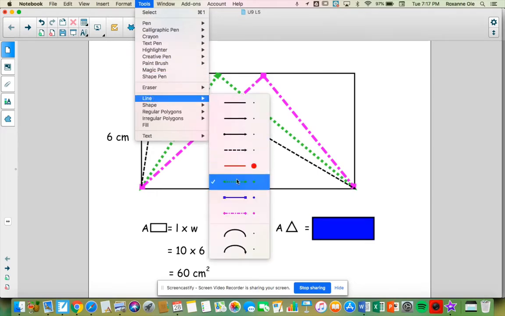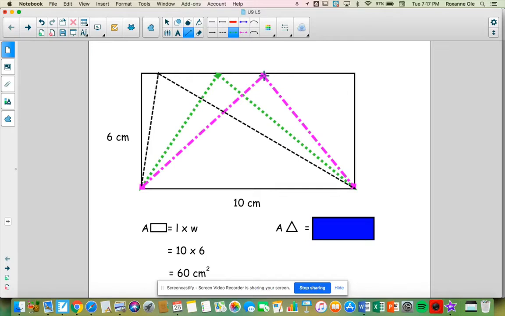Well, if you look here, the height in this case always starts at the apex of the triangle and comes down to the base. So this is the height. And you can see that the height is the same as the height of the rectangle. So you can see that this line here is the same as this line, which is the same as this line, and it would be the same as any of these triangles. It would be the same as this one, and it would be the same as that one.